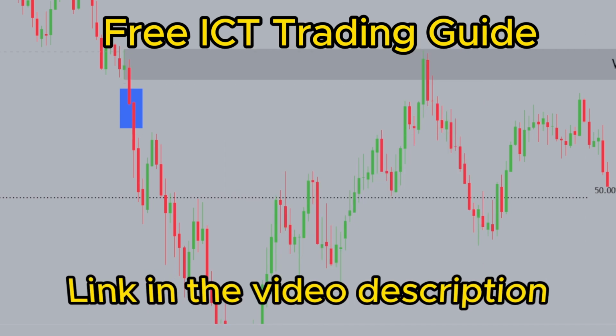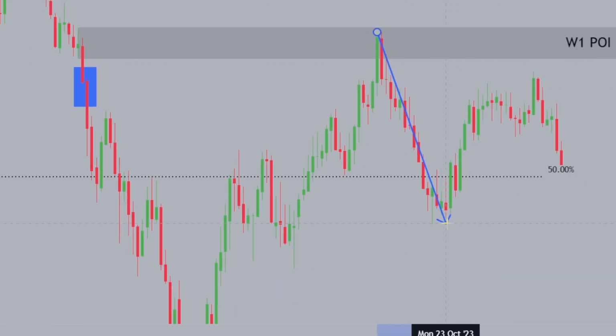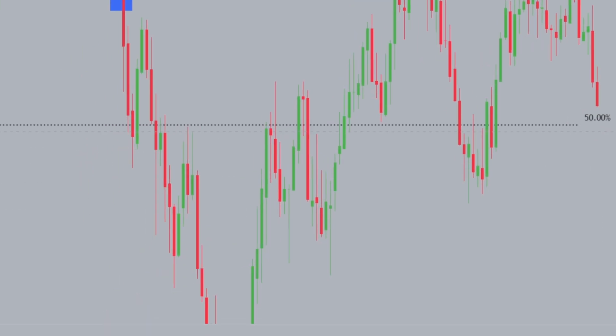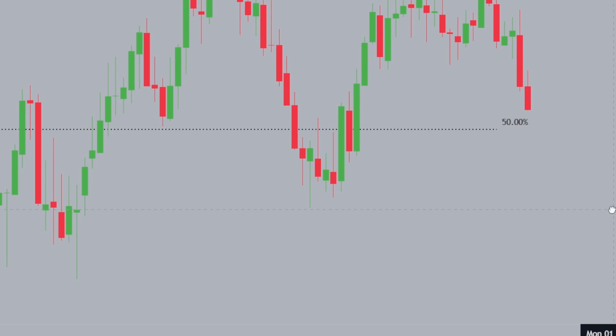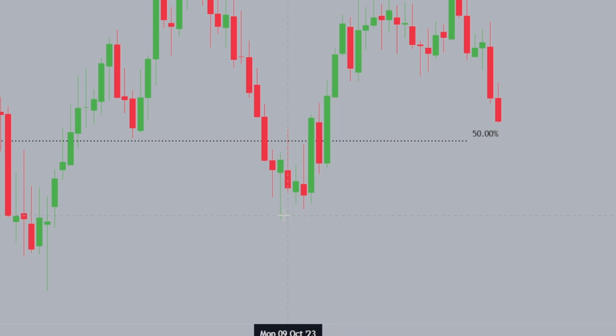So now from here, we've seen a reaction off this POI. We've seen price shift downwards. We've seen that bearish reaction. And now from here, we need to understand price has given us a weak low to potentially target. We've had bearish momentum. The last 2 weeks have been pretty bearish, and we have a weak low just over here in this region. So this currently is a weak low.